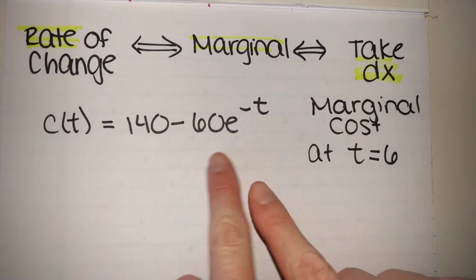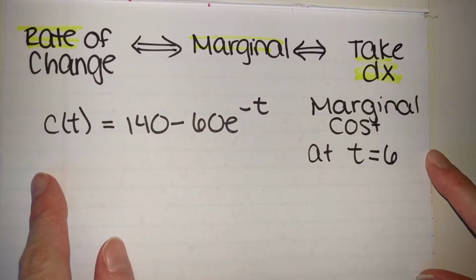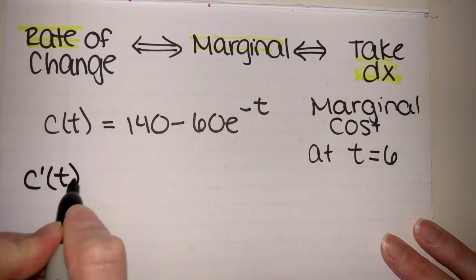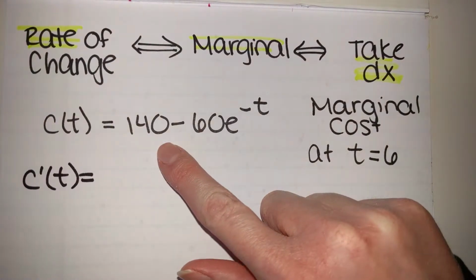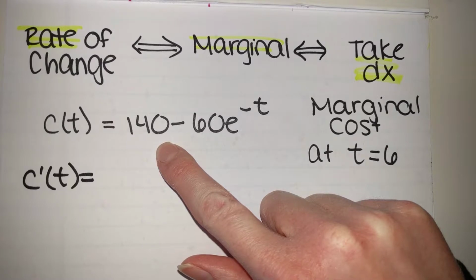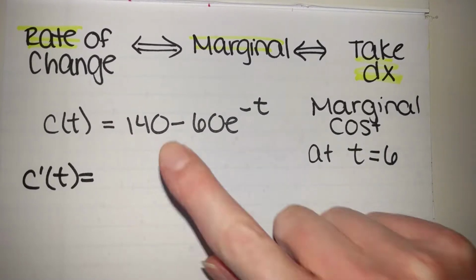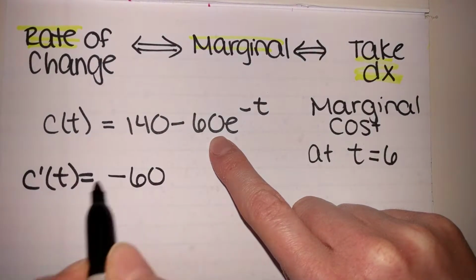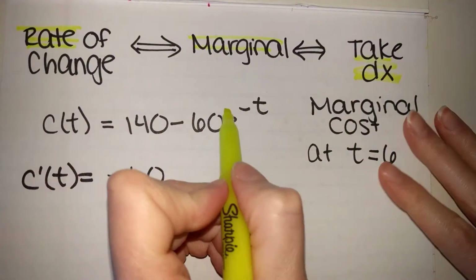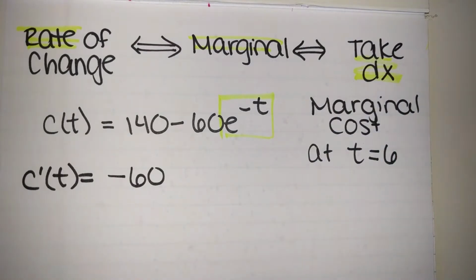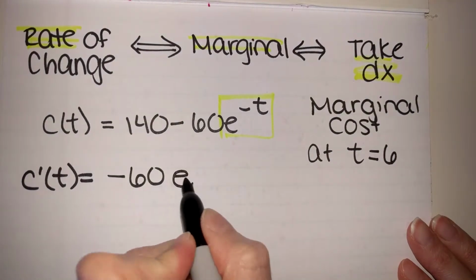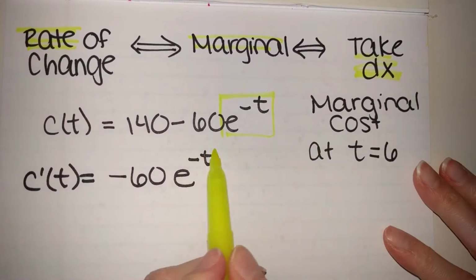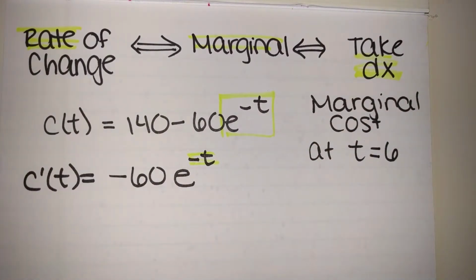So here we have a cost function, and we're asked for the marginal cost. So to find the marginal cost, we need to find C prime of t. The 140 is a standalone constant, so that will just become 0 when we take the derivative. Now, our negative 60 is a coefficient, so it tags along. And then for our e to a power, we have to rewrite the exponential. So we'll have e to the negative t. And then we multiply that by the derivative of the exponent.